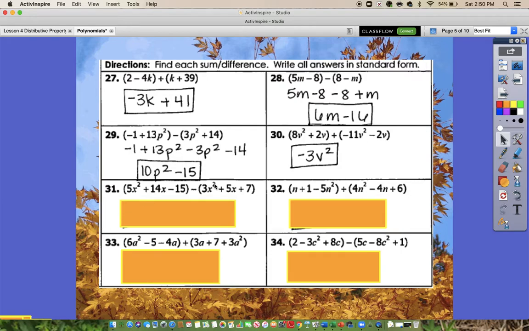All right, 31, we would be distributing our negative sign on this one. So 5x squared, and then this would become a negative 3x squared, so that would give us 2x squared. 14x, and this would become a negative 5x after we distribute, so that gives me 9x. And then negative 15, this would become a negative 7, so negative 15 plus negative 7 gives me negative 22.